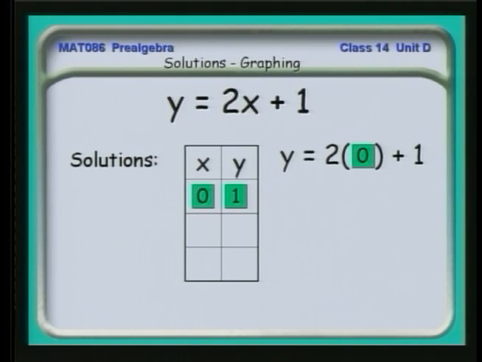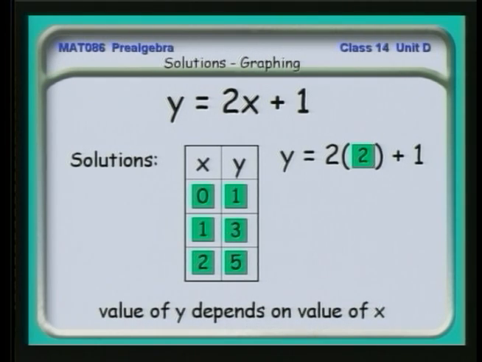Let's try another one. Suppose I set x equal to 1. What's y? 2 times 1 is 2, plus 1 is 3. Let's try another value. Suppose I pick x equals 2. What's y? 2 times 2 is 4, plus 1 is 5. Incidentally, this is an interesting equation because look what I've generated: 1, 3, 5. It looks like as I plug x's in, 0, 1, 2, 3, 4, 5, I've generated odd numbers. Kind of interesting.